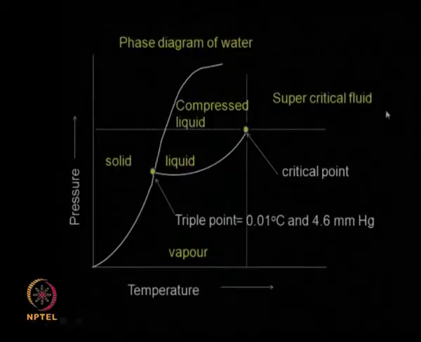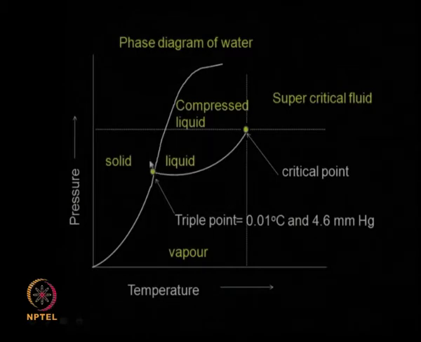So supercritical fluid region is this, where you are operating above the critical point, where the liquid and the vapor behave like a supercritical fluid. So that is supercritical fluid, whereas at the triple point here we can move from vapor, that is water vapor, directly to ice, solid ice, or we can move from solid ice to vapor.